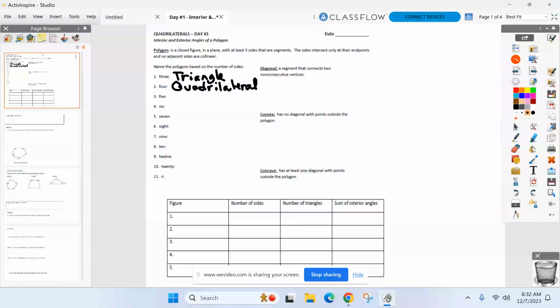5 sides. Pentagon. Six. Hexagon. Ooh, now it starts getting a little slower. 7. There's actually 2 names that it's referred to by. Septagon. If anybody also was thinking heptagon, that is the other name for a 7-sided figure. Septagon and heptagon. 8, and no, I will not accept stop sign.